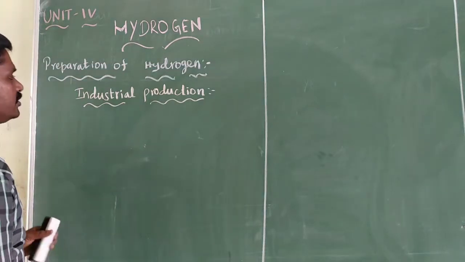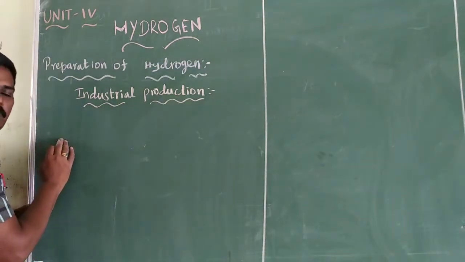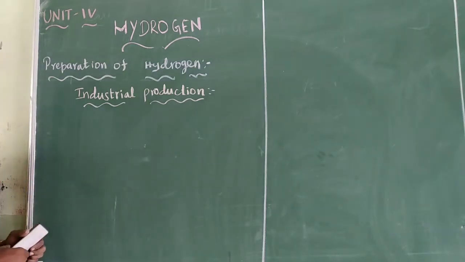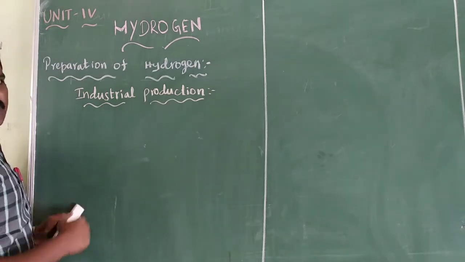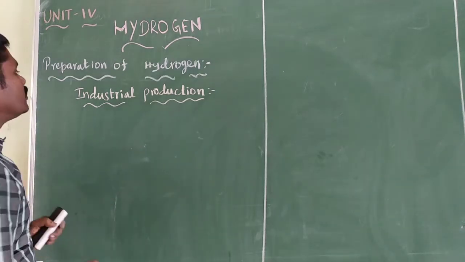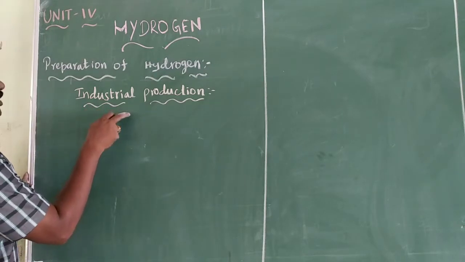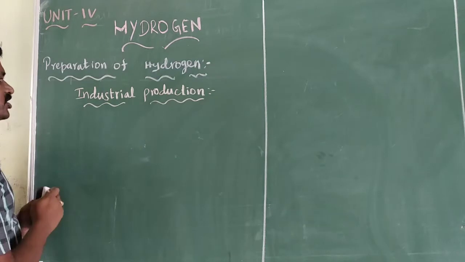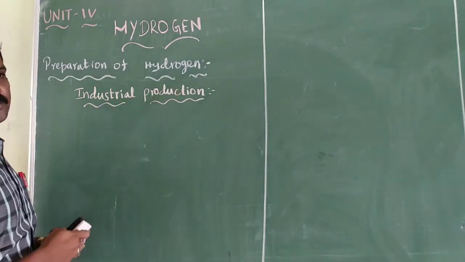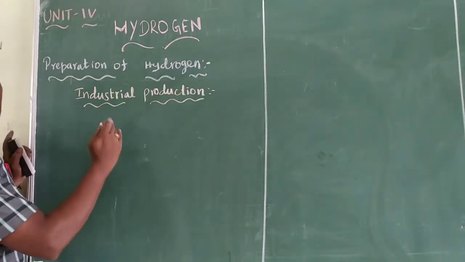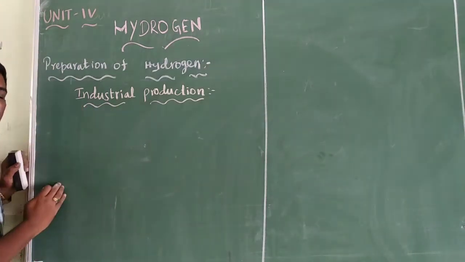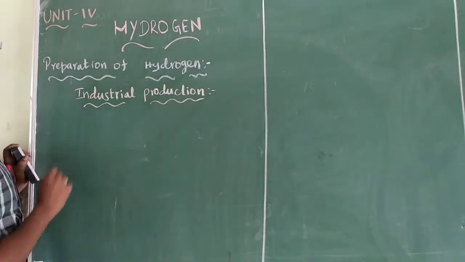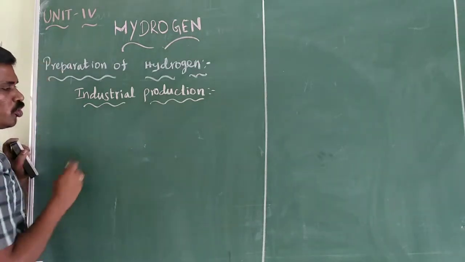Preparation of hydrogen. Already you know that in the previous class, industrial, laboratory preparation and electrical methods, electrolysis methods. So in this session, the preparation of hydrogen in industrial production. The large scale hydrogen is produced by the steam reforming method, the steam reforming of hydrocarbons.